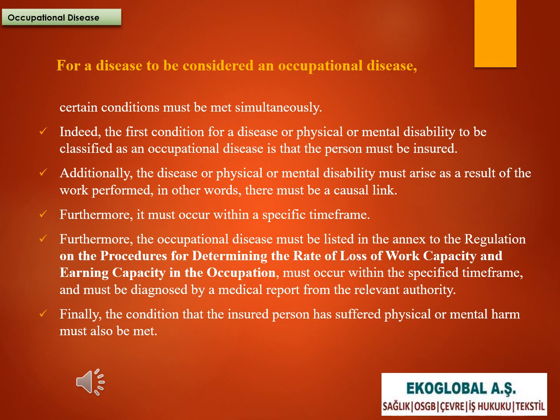For a disease to be considered an occupational disease, certain conditions must be met simultaneously. The person must be insured. The disease or physical / mental disability must be due to the work performed, a causal link. It must occur within a specific time frame. It must be listed in the annex to the regulation on the procedures for determining the rate of loss of work capacity and earning capacity in the occupation, occur within the specified time frame, and be diagnosed by a medical report from the relevant authority, and the insured must have suffered physical or mental harm.